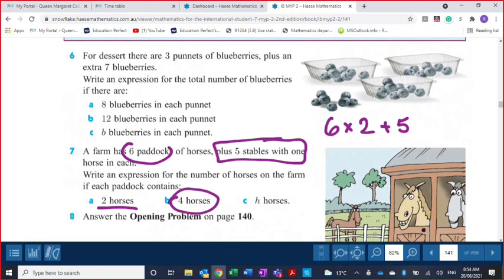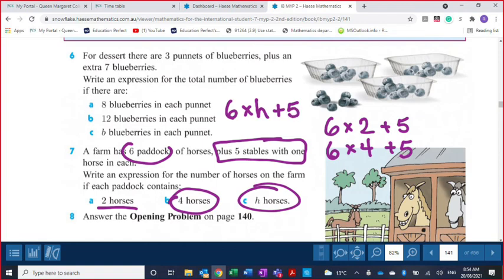Let's look at the next one. Now we're going to increase the number of horses in each paddock. We still have 6 paddocks. We still have the 5 horses in the stalls. But now we have 4 horses in each paddock. Okay. And then finally, they want us to just do it as a general algebraic expression. So 6 paddocks times H horses plus 5 more.